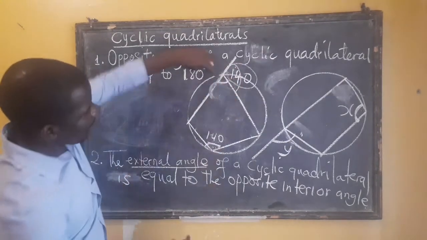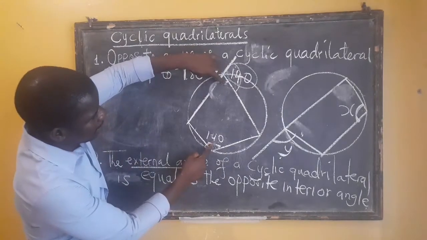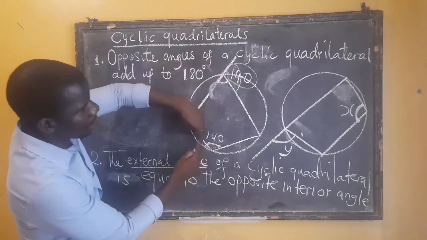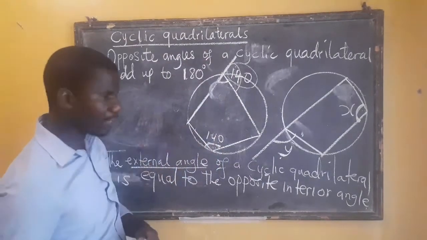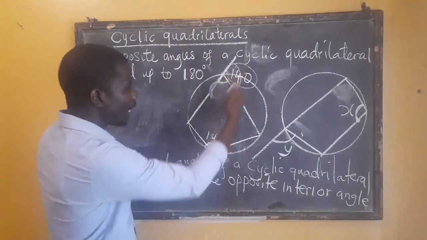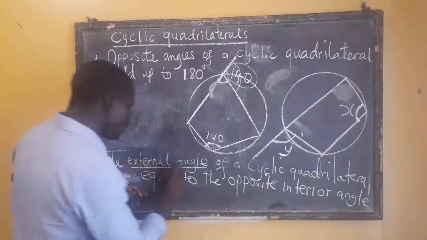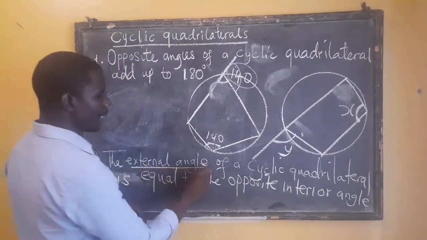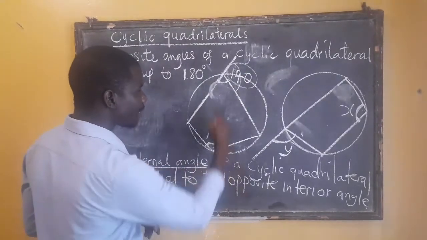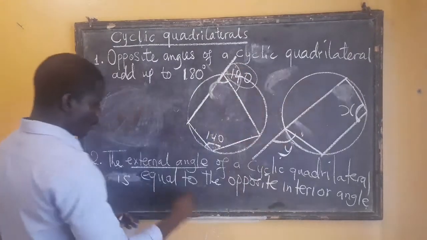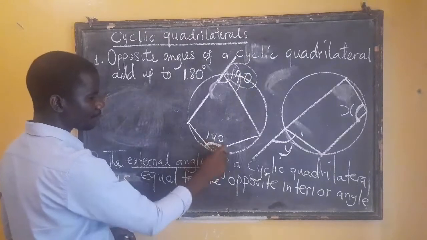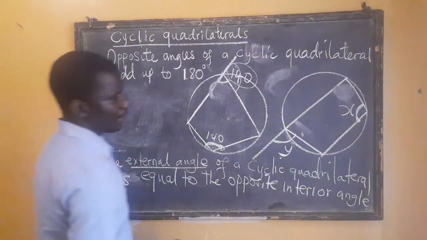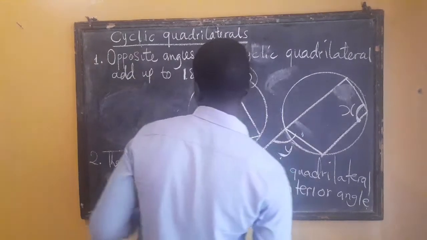Okay? We were saying this one and this 40 and this one, they're opposite angles. Now, both of them are inside the quadrilateral. But here we have one. So we are saying the external angle of a cyclic quadrilateral is equal to the opposite interior angle. So this one. Okay? This is the point that I wanted you to get.